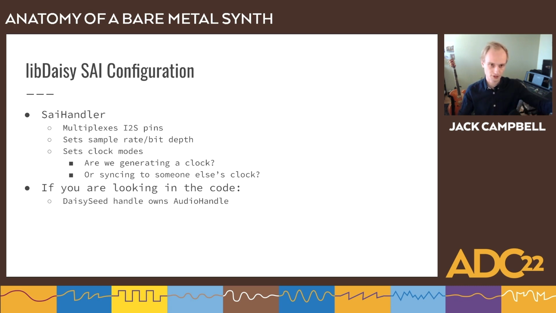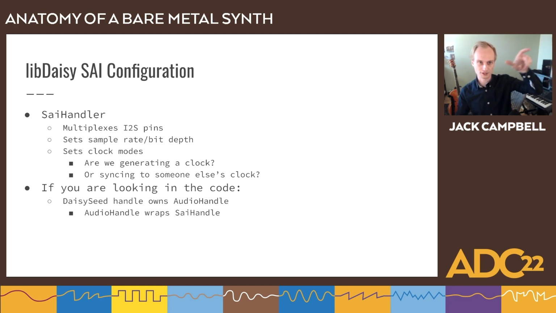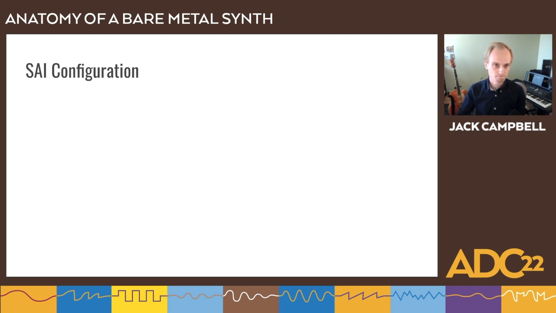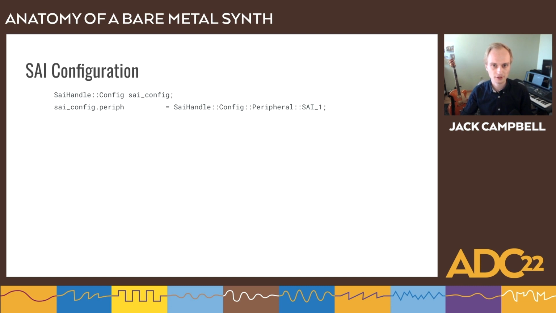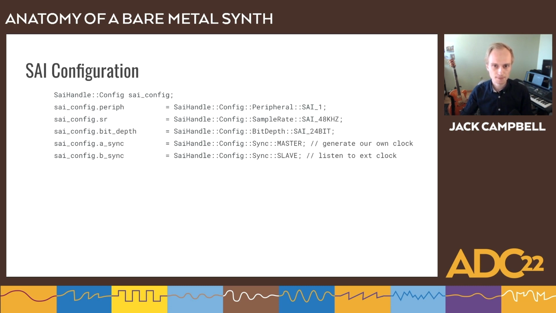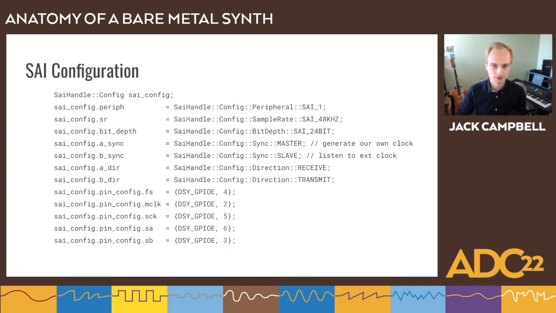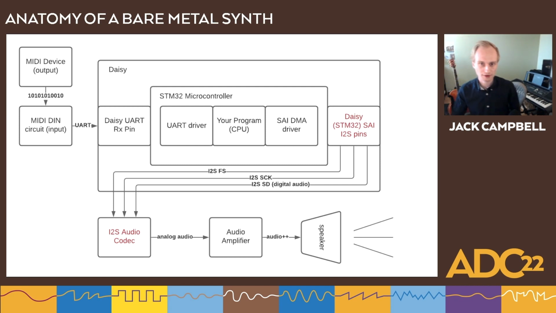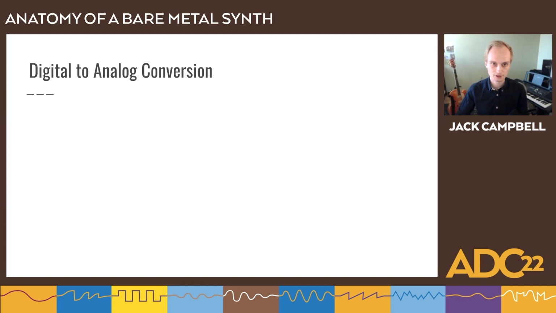And if you're starting at the top, you can look at the Daisy Seed class, which owns an audio handle, which owns the SAI handle. And all of that code is really good example code for embedded programming. That's kind of all I want to say there. This is kind of what the code is that I was just describing, but again, it's on GitHub. I want to talk about how we turn this digital audio data into analog, though.